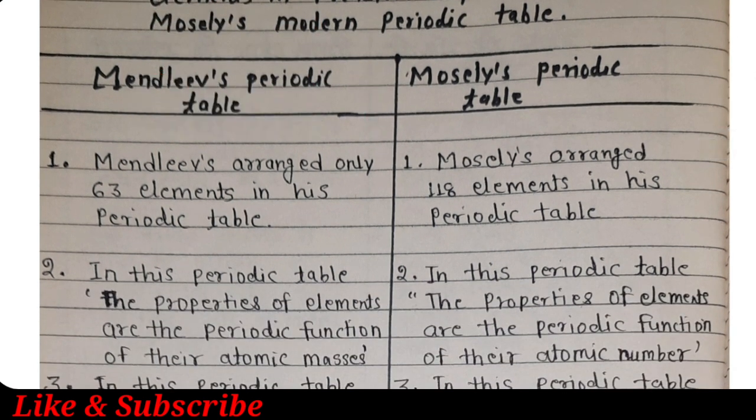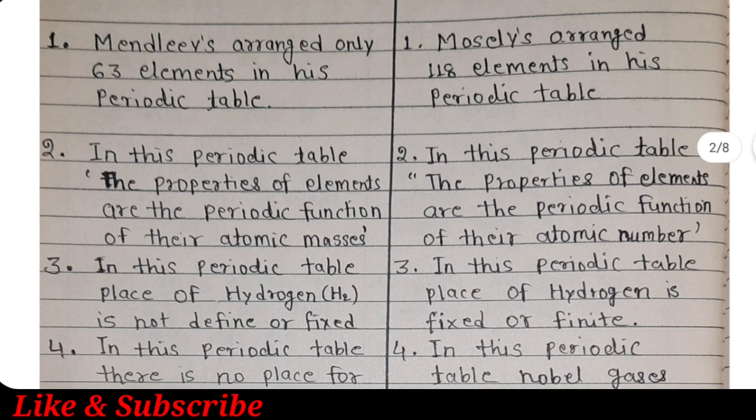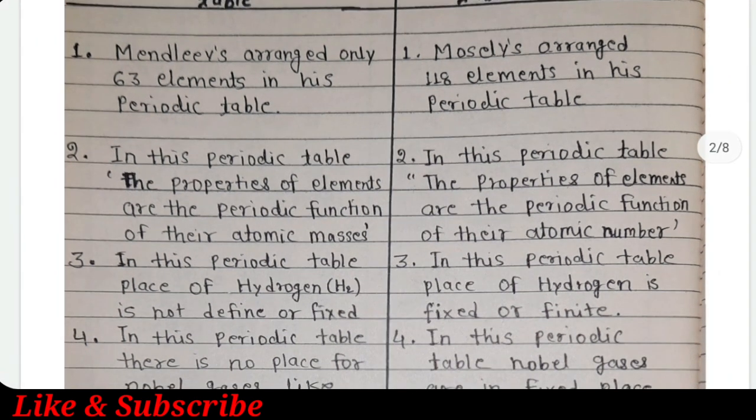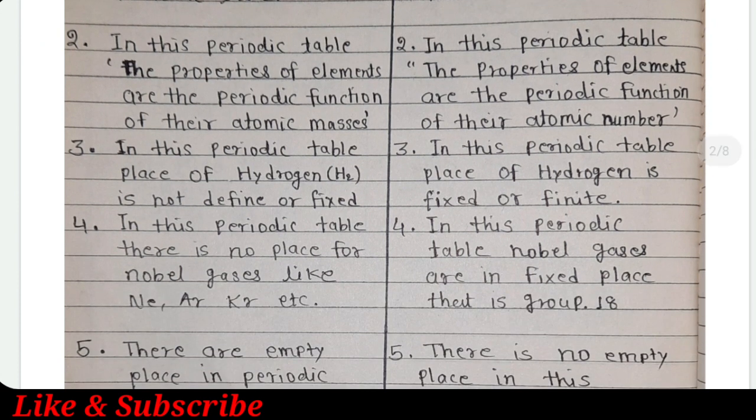Answer number 1: Mendeleev arranged only 63 elements in his periodic table, whereas Moseley arranged 118 elements in his periodic table. In the first, properties of elements are the periodic function of atomic mass, and in the second, properties of elements are the periodic function of atomic number. Third difference: in this periodic table, the place of hydrogen is not defined or fixed. In this periodic table, the place of hydrogen is fixed or defined.